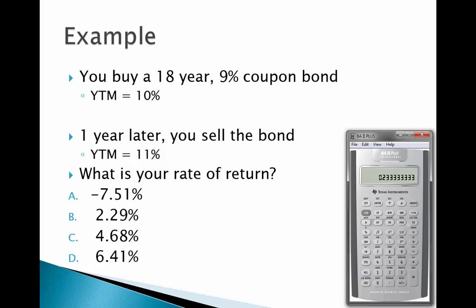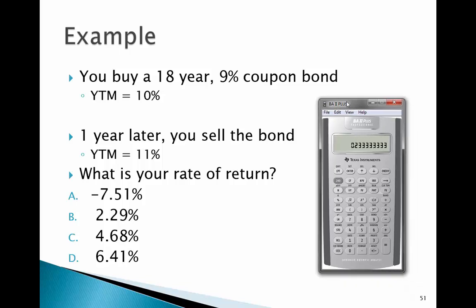Okay, here's another one you can practice. So you buy it at 10, a year later the yield's 11. What is your rate of return? Well, first we have to find the price we pay for it. So 18 N, the yield is 10, pays 90, $1,000 future value, and we would pay that much for it.